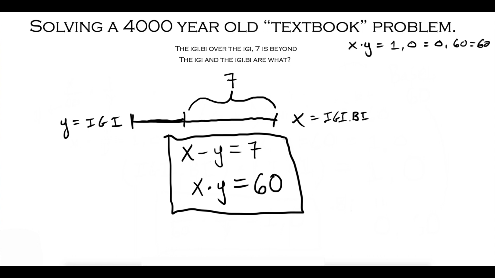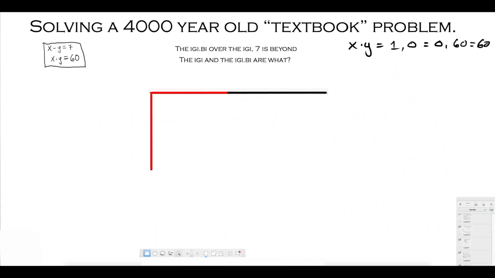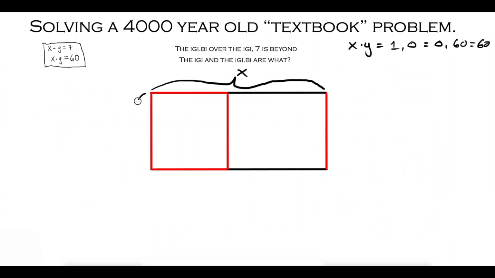Here's what they did. If you lay out the EGB and the EG on top of each other, and you rotate the EG by 90 degrees, and then you fill in the rest of the lines, you would get a box whose area is a whole value, 60. X times y, area, equals 60.